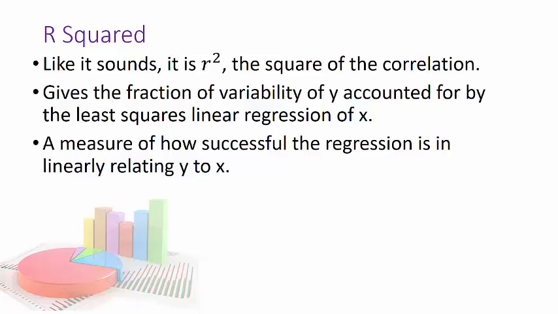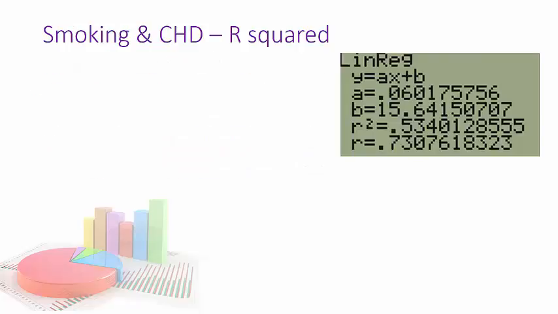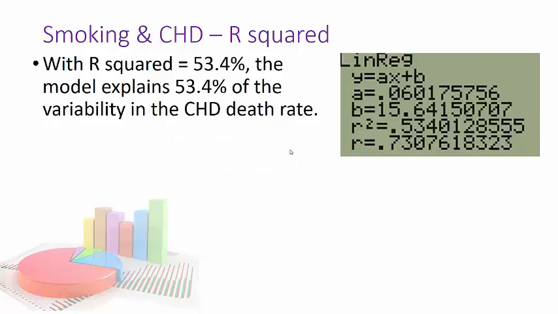So let's go back to our smoking example and R squared. I can see that R squared is 0.534. Well, that means it's 53.4%. So the model explains 53.4% of the variability in the coronary heart disease death rate. So we can attribute roughly 53% to the smoking. Doesn't mean we know cause and effect, so be careful about that.